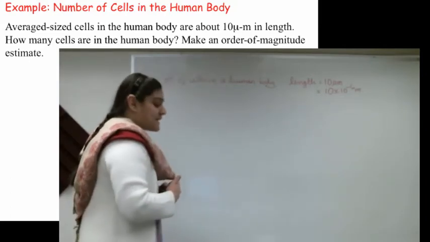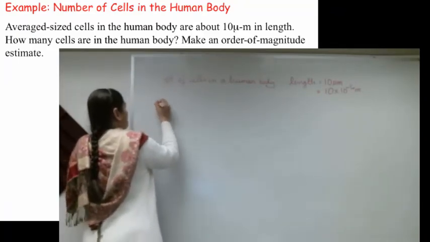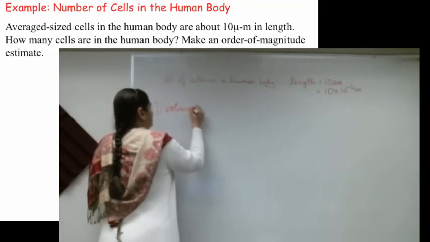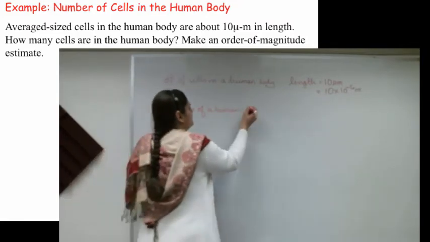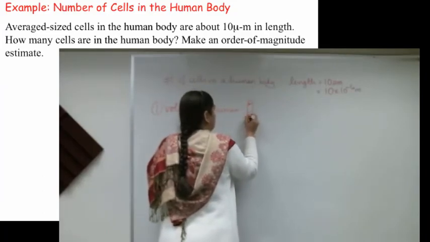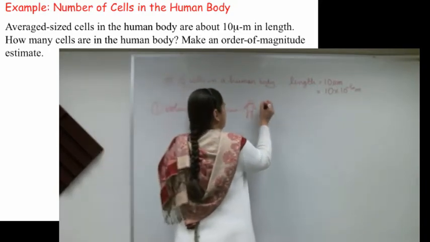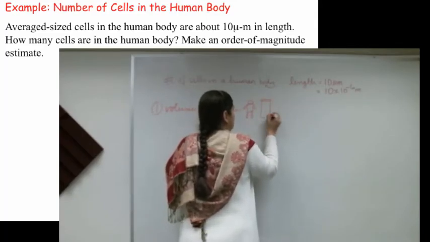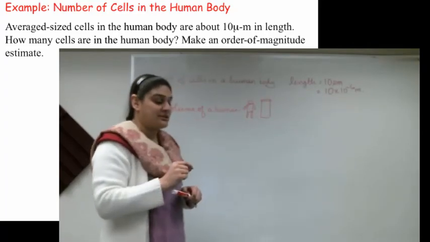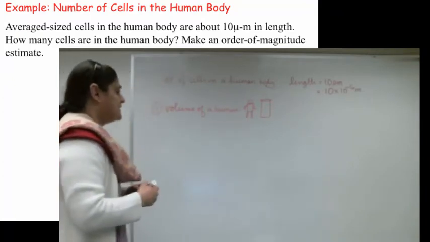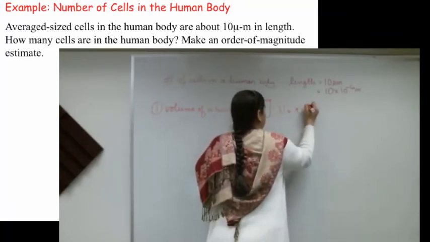Okay, so first of all, let's start with estimating the volume of a human. Step 1: what is the volume of a human? So, a human, most of us, sort of kind of look like this. In physics, we will approximate this human to have this shape. That means we can use the volume of a cylinder in order to figure out what this human's volume is. The volume of a cylinder is given by pi r squared h.